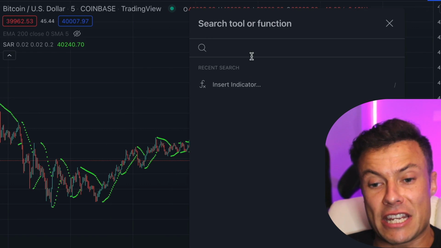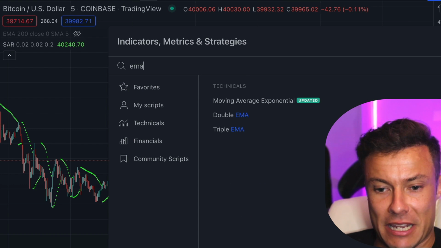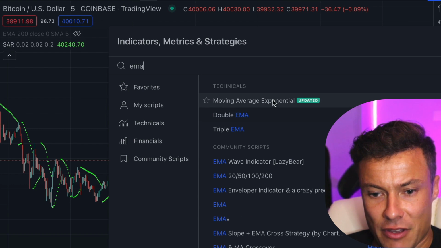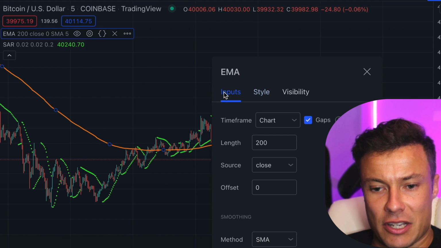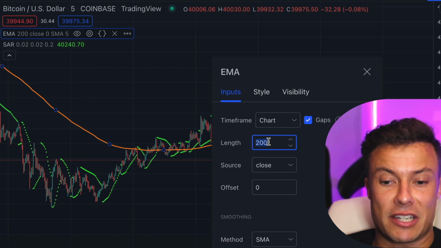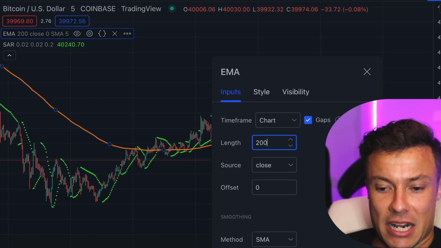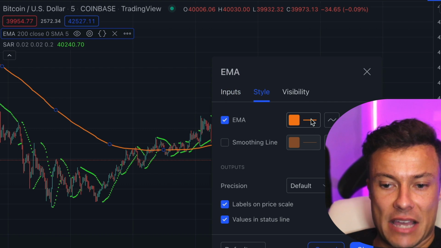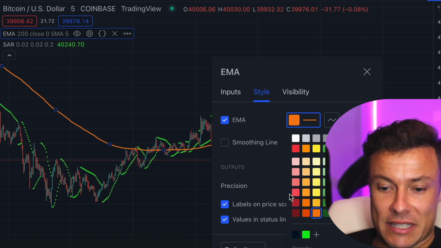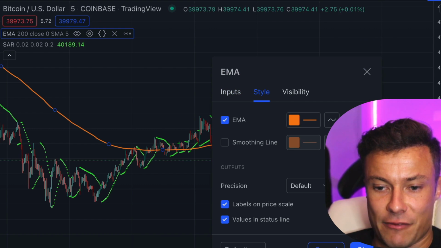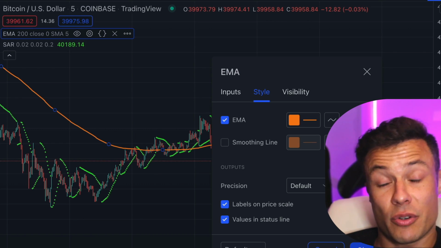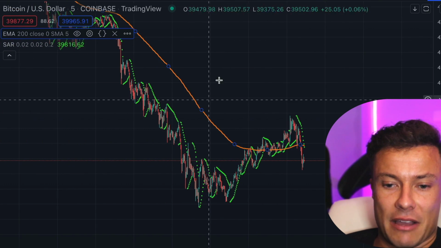The next thing you need, guys, is an EMA. So just type in EMA here, and you're going to have moving average exponential. As well as that, guys, go to the inputs and you need to type in length 200. Click OK and then style, and then change it to a bright color. As well as that, you can change the thickness so it's easy for you to see. As you see here, I've changed it to orange. And then we have this one set up here.